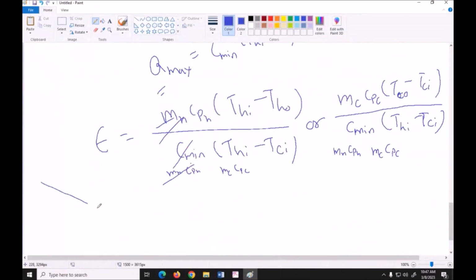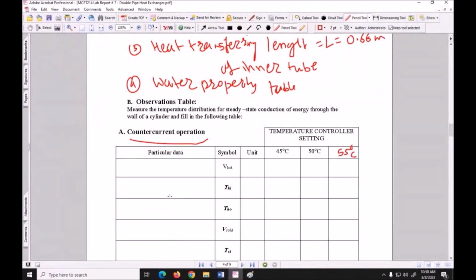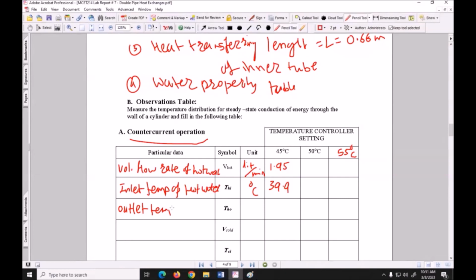So let us do the experiment and take the readings. Now counter current operations. So we'll write the readings, and the first reading is V hot. So what is this? Volume flow rate of hot water, or it is called discharge. Its unit is liter per minute and its value is 1.95. Then THI, inlet temperature of hot water, degree centigrade, and it is 39.9 degrees centigrade. Outlet temperature of hot water is 36.5 degrees centigrade.